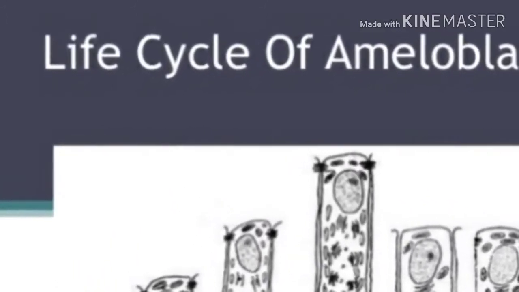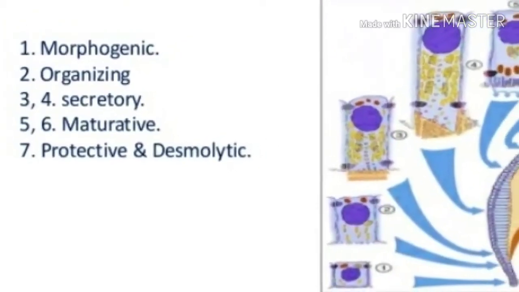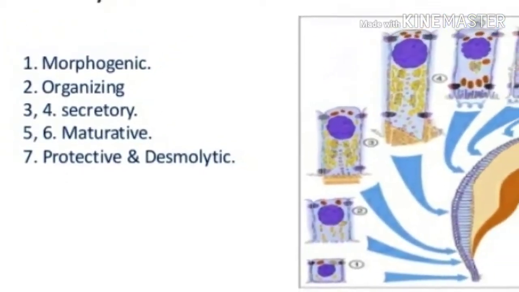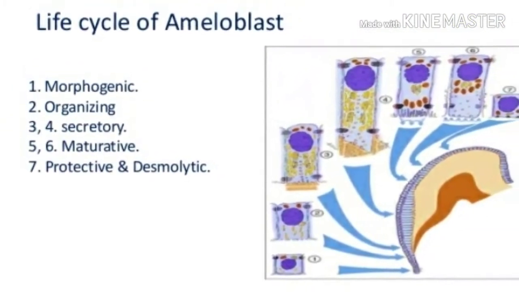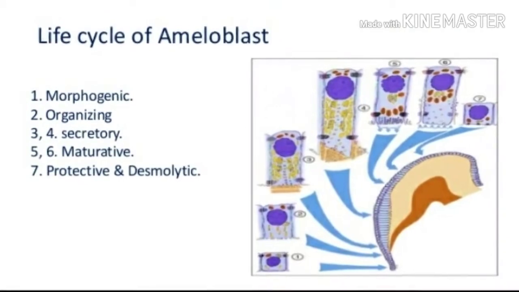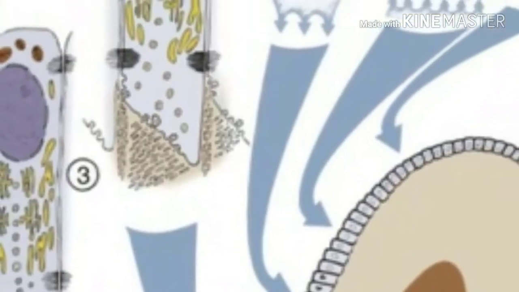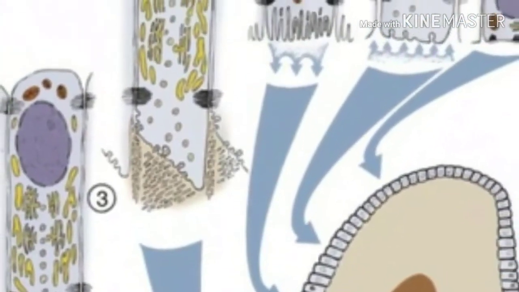We are studying the life cycle of ameloblast. According to their function, the lifespan of the cells of the inner enamel epithelium can be divided into 6 stages: number 1 morphogenic, number 2 organizing, number 3 formative, number 4 maturative, number 5 protective, and number 6 the desmolytic stage.